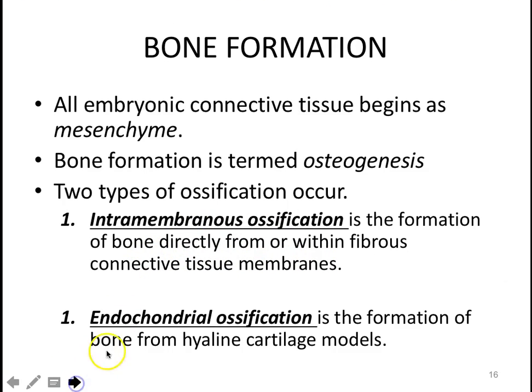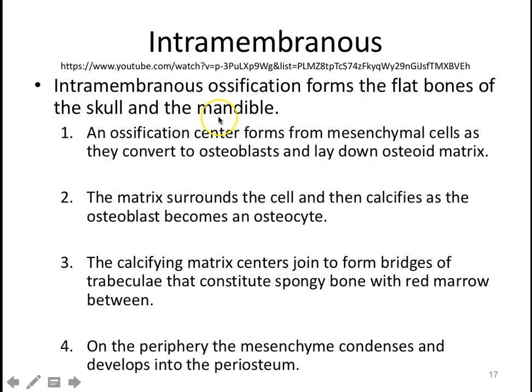So let's take a look at them individually. And I have a link to a YouTube video. You can watch the video if you like up here. So intramembranous ossification, this is going to form flat bones of the skull and then your mandible, so your jaw. This is the basic 4-part process and how it happens.